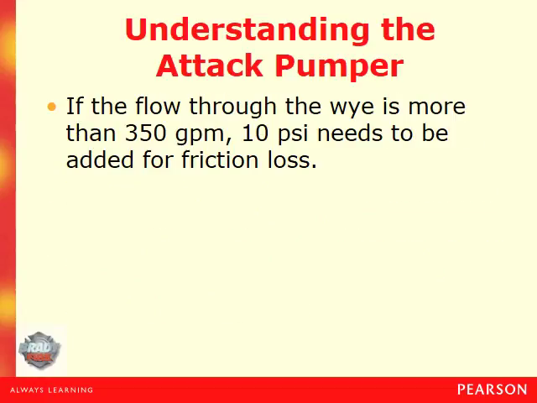So if the flow through the Y is more than 350 gallons per minute, we have to add an additional 10 psi for friction loss. And remember, that's for the appliance. So if you're flowing more than 350 gallons per minute, you have to add 10 psi for whatever appliances you come in contact with.